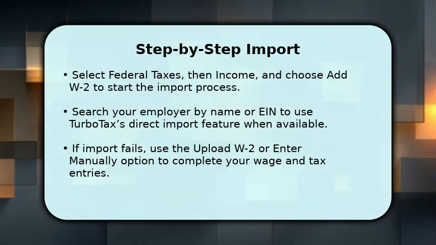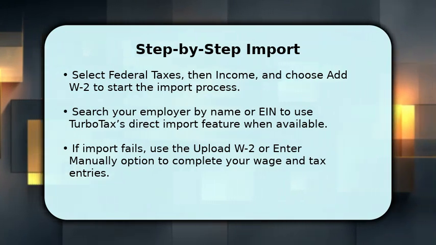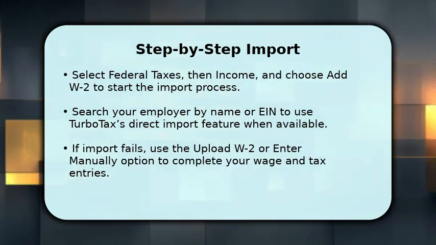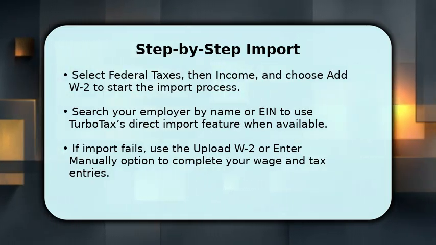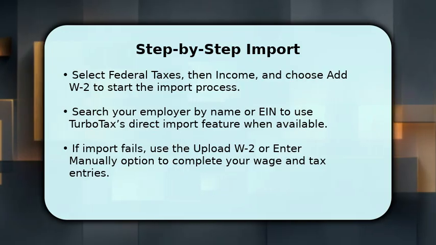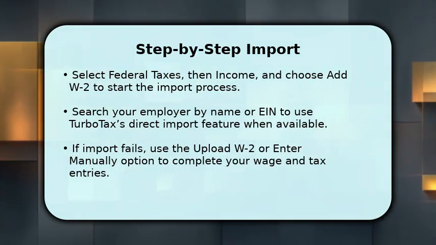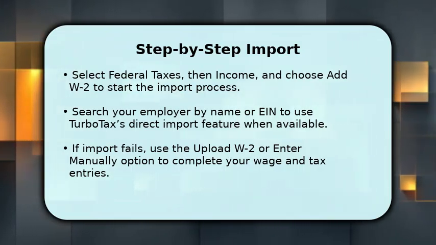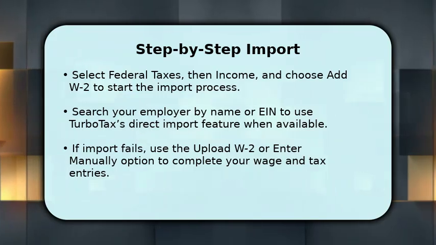Start by navigating to Federal Taxes, then Income, and click Add W2 to begin the import flow. Follow prompts to search your employer by name or EIN and authorize the import when prompted to pull Form W2 data automatically. If the direct import option is unavailable, I'll show how to upload a PDF or take a photo and manually enter each box to ensure accuracy.